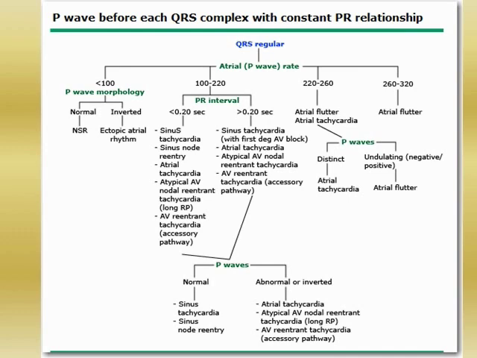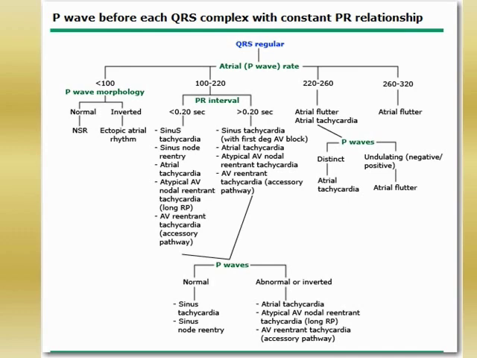There are certain conditions which have to be thought of when you notice some abnormality in the ECG recording. P wave before each QRS complex with constant PR relationship. If the QRS is regular, note the atrial P wave rate. It can be less than 100, or 100 to 220, or 220 to 260, or 260 to 320. If it is less than 100 and P wave morphology is normal, it means normal sinus rhythm. If the P wave morphology is inverted with heart rate less than 100, it is ectopic atrial rhythm.